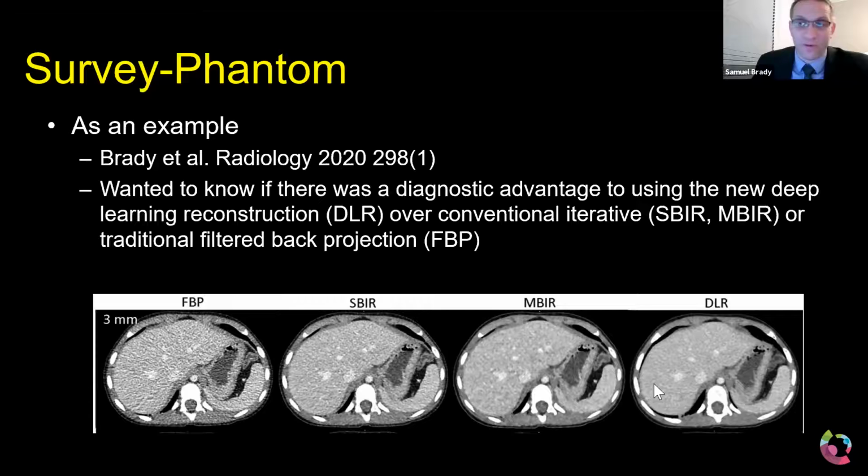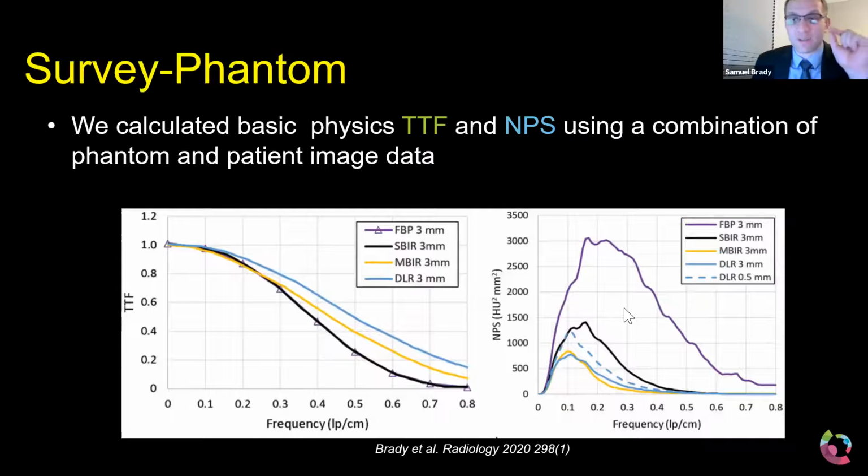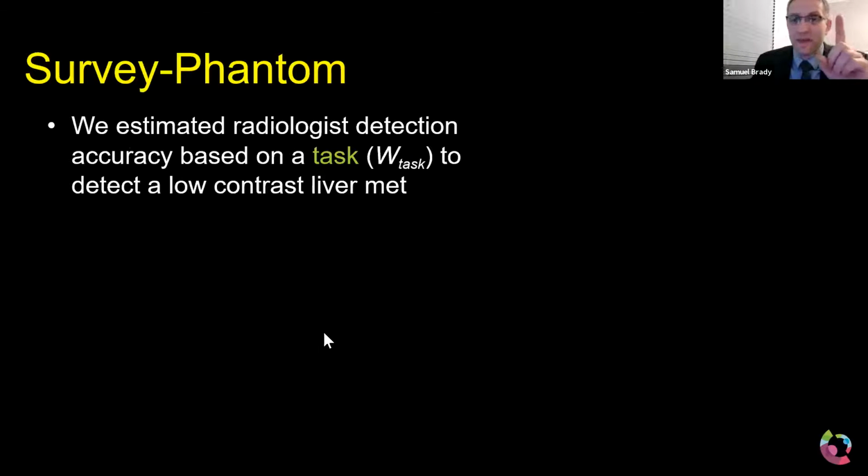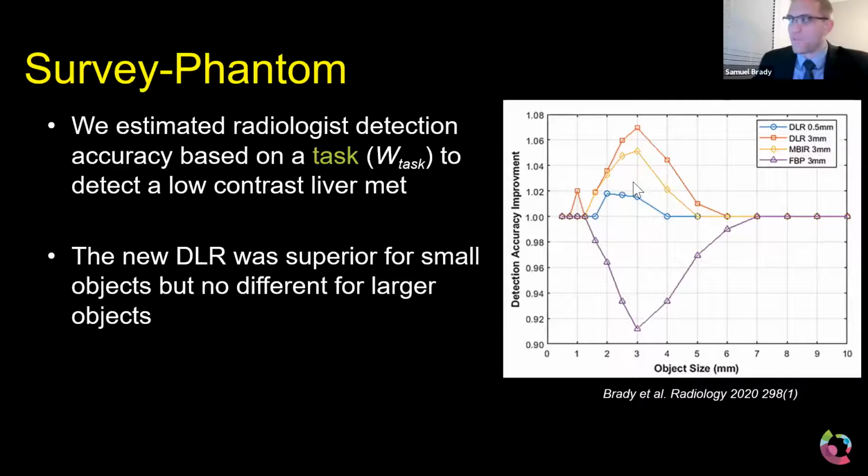So we looked at 4 different reconstruction algorithms, and we applied a very specific task. So we first had to calculate the MTF or the TTF and the noise power spectrum for our CT scanners by just imaging one phantom. And then, as I said, we defined the task of low contrast, of detecting a low contrast liver met. And what we found, as you can see by this plot, is yes, the deep learning algorithm was superior in determining, for a radiologist, their detection accuracy improved when they were looking for small objects. Now, as the object got bigger, upwards of 7 millimeters, it didn't matter what type of reconstruction algorithm was used, the radiologist was equally as accurate to detect or find a liver met.